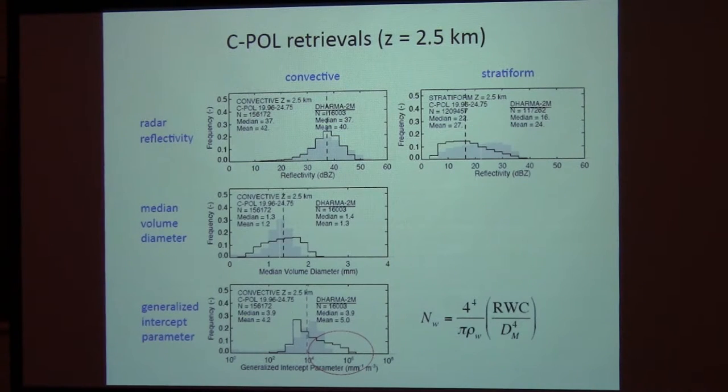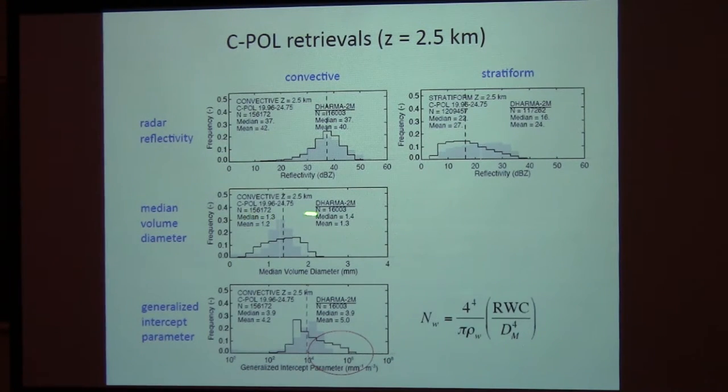First, you'll note that in the convective region, of course, our choice of the convective region is based on reflectivity, so it's not necessarily totally surprising that reflectivity distributions are similar. But median volume diameter, at least its median value, which is shown here with the black dashed line for the model, a two-moment model, and the shaded values here are the C-pole radar.